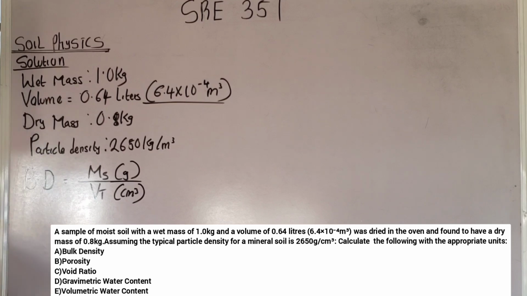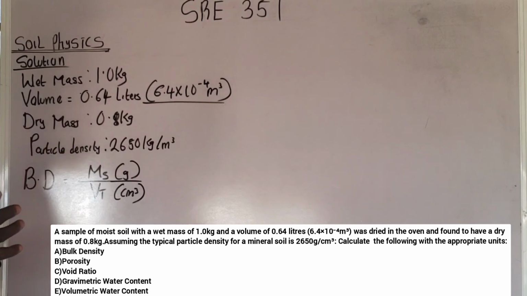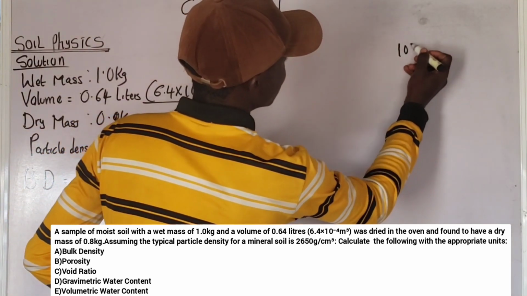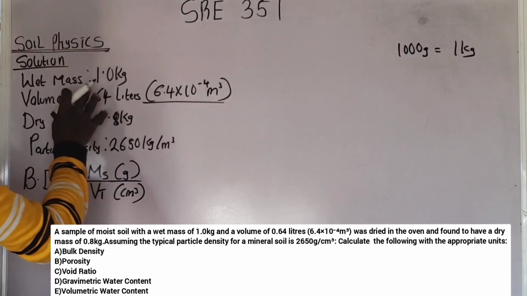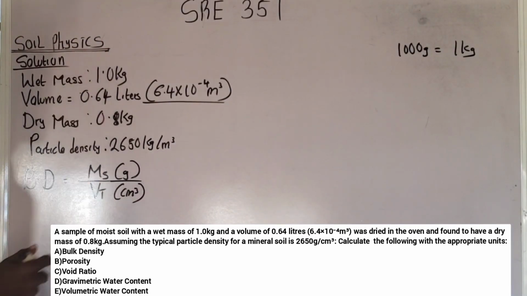Now, looking at the parameters that were given in the question, the mass of the soil was given in kilogram and the volume of the soil was given in meter cube. Now, we have to do conversion. In our previous class, I told you that to convert kilogram to gram, we have to multiply that kilogram by 1,000. Because from the basic unit measurement, 1,000 gram equals 1 kilogram. So to convert 1 kilogram to gram, we just have to multiply 1.0 kilogram by 1,000.